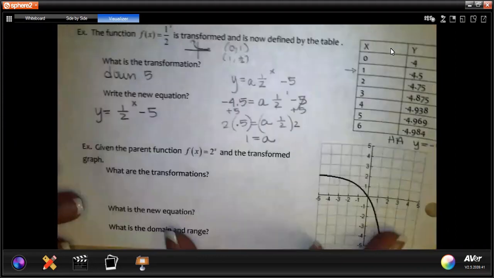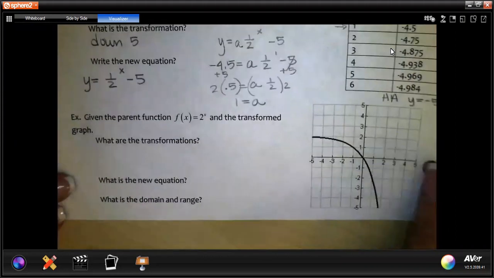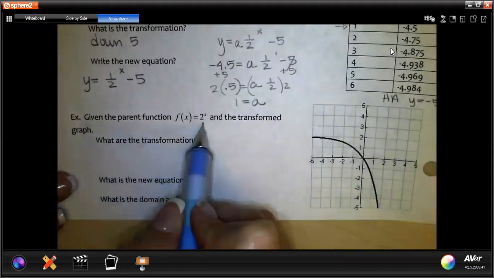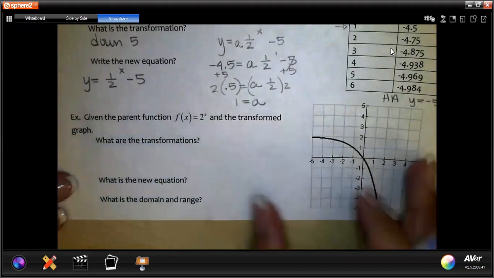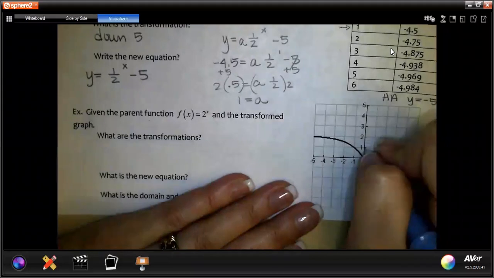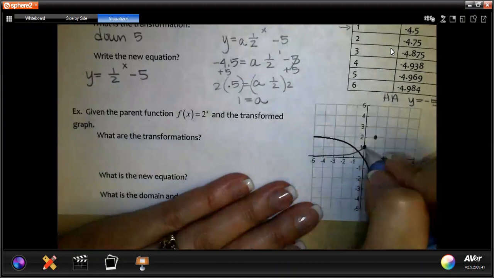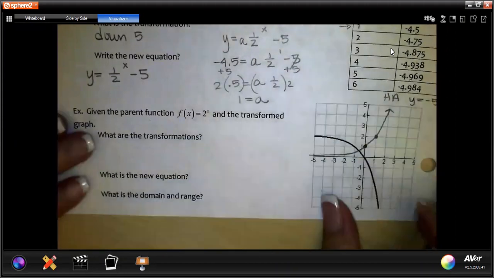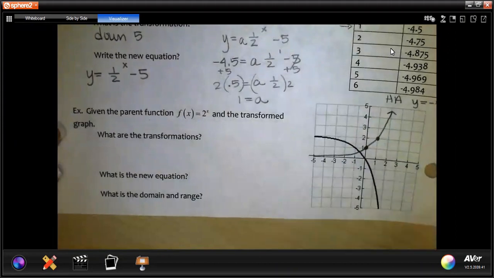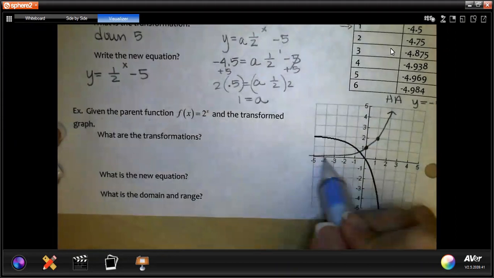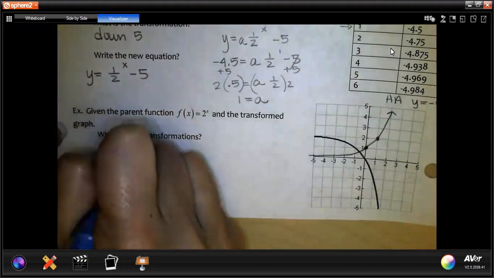All right, this one's a little bit harder because it's talking about a transformed function already, and this one confuses a lot of students. It says, given the parent function y equals 2 to the x and this transformed graph, what are the transformations and what's my new equation? I like to go ahead and graph my parent function there so I can really compare the two. So there is my parent function. One of the most obvious transformations I see is that there's a reflection. Instead of growing upward, it is going downward here. So I know that there is a reflection across x.